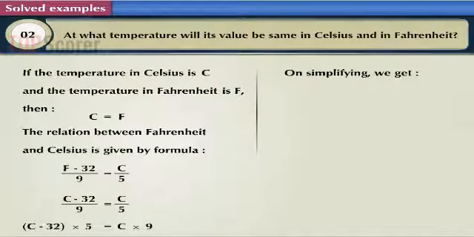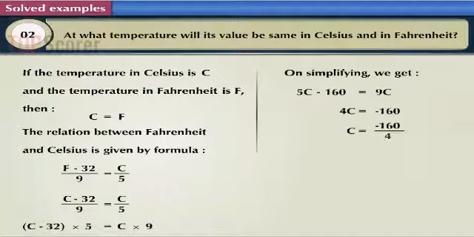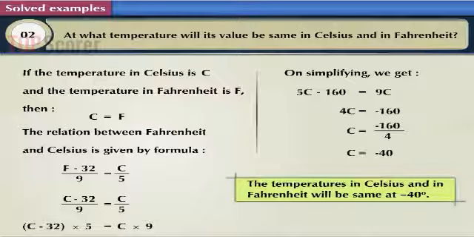On simplifying, we get 5C minus 160 is equal to 9C. Thus, 4C is equal to minus 160. Thus, C is equal to minus 160 upon 4. Therefore, C is equal to minus 40. The temperatures in Celsius and in Fahrenheit will be the same at minus 40 degree. Come, let us now proceed further.